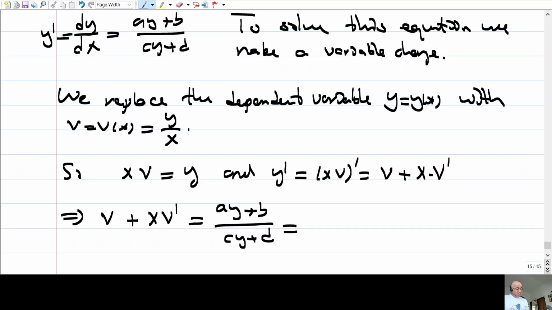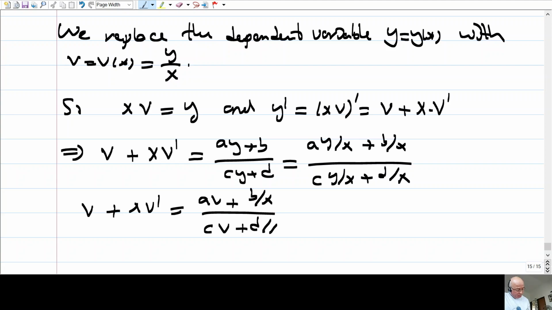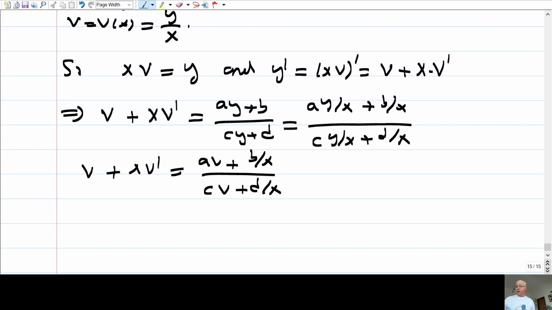And here what we do is the following. We divide everything by x, so we get a times y over x plus b over x, and then here we have this, and y over x is just v, so v plus, with av plus b over x and cv plus d over x. And it turns out that usually this is a simpler equation. It doesn't look like it in this case, but let's see this on some problems.